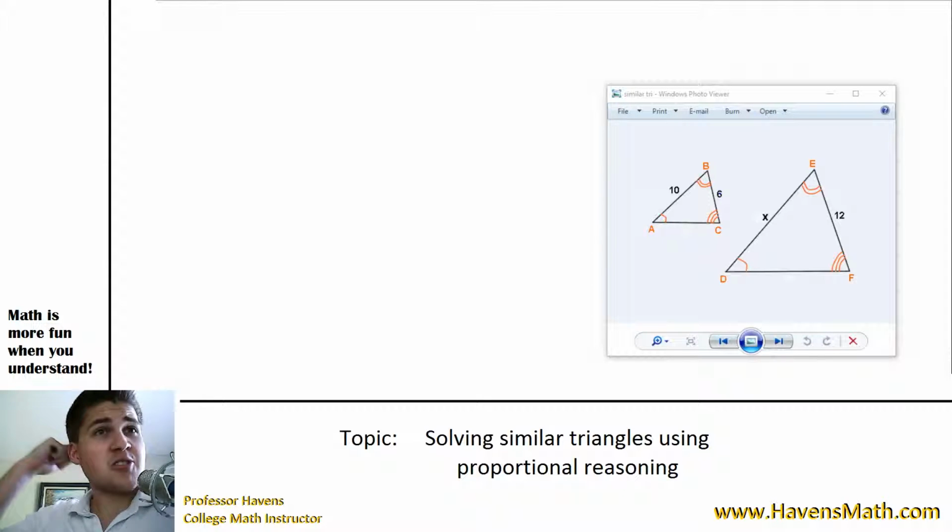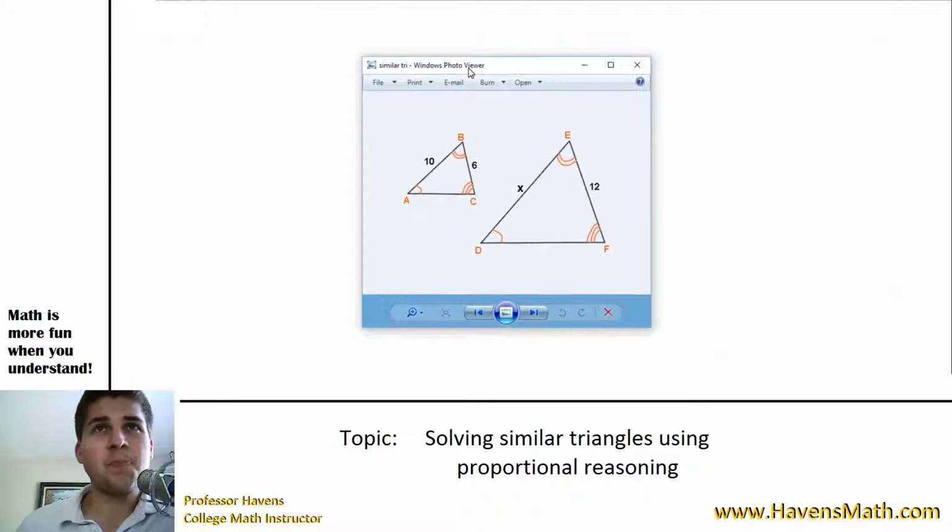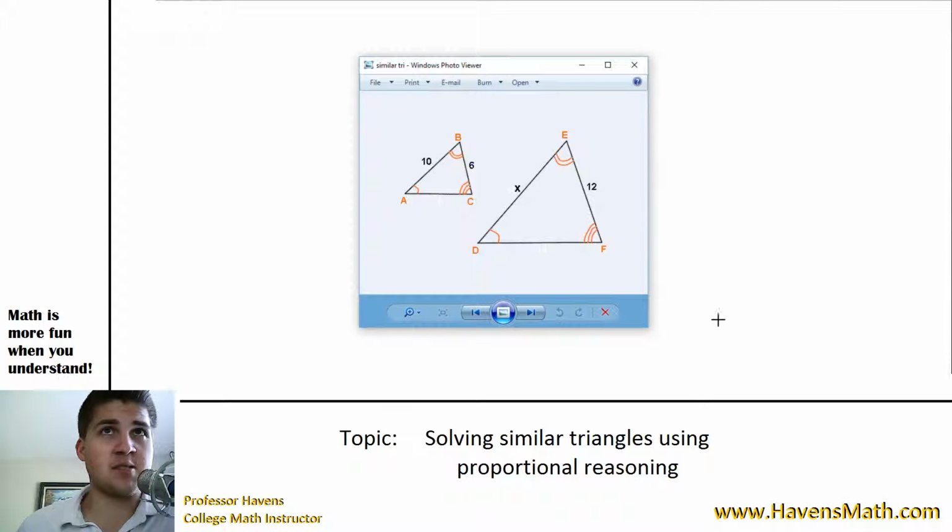So the question that we have over here, well, there's no question, but essentially we're given two triangles like this, where one has a couple sides, 10 and 6, and the other one has a couple sides also, 12 and x. The goal will be, well, what is x going to be? How do we find x?